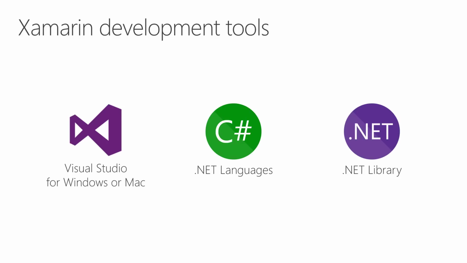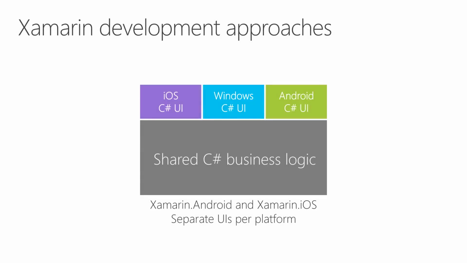With Xamarin, you write your applications in C# using Visual Studio on either Windows or Mac. And it's more than just the C# language. You also gain access to the .NET libraries that provides features and standard APIs across all those supported platforms. And with Xamarin, you have two development strategies. The first is to share your business logic and then write your UI uniquely for each platform.